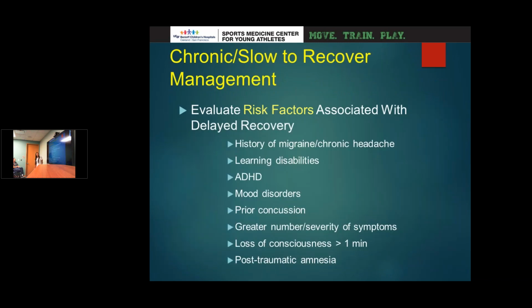So here, how many people are slow to recover? These are some of the risk factors that are associated with delayed recovery, okay? Important things are a history of headache or migraine headache or chronic headache, learning disabilities, ADD, ADHD, any mood disorders, prior concussion history, greater number or severity of symptoms. So the higher they report their symptoms afterwards, the more likely they have a delayed recovery. Loss of consciousness greater than 1 minute, post-traumatic amnesia. These are some of the risk factors.